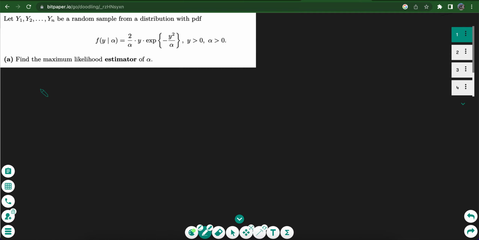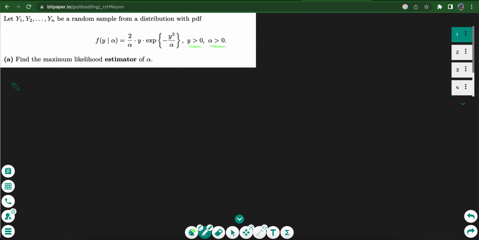So in this example, we're dealing with a sample of size n with y1 through to yn rather than x1 through to xn. Nothing changes, but here's your distribution as well. And we know that y's are positive, and we know that our alpha parameter is also positive. Okay. And using this, all we have to do is find the MLE of alpha. And just like before, we follow a series of pretty simple steps.